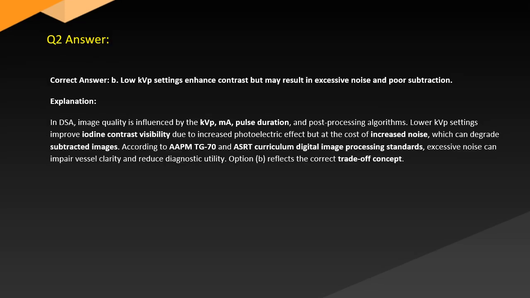Answer. Correct answer: B. Low kVp settings enhance contrast but may result in excessive noise and poor subtraction. Explanation. In DSA, image quality is influenced by the kVp, mAs, pulse duration, and post-processing algorithms. Low kVp settings improve iodine contrast visibility due to increased photoelectric effect, but at the cost of increased noise, which can degrade subtracted images. According to ASRT and digital image processing standards, excessive noise can impair vessel clarity and reduce diagnostic utility. Option B reflects the correct trade-off concept.